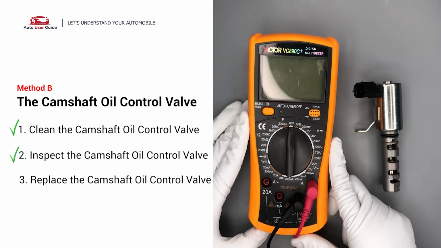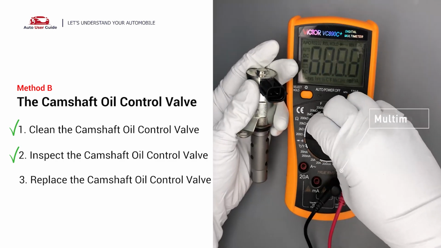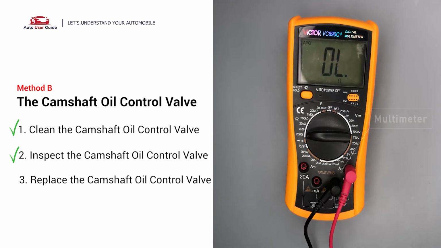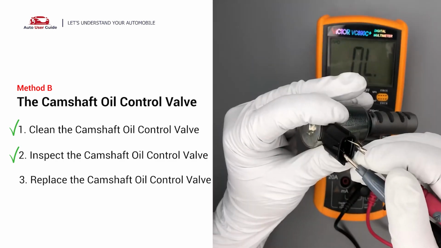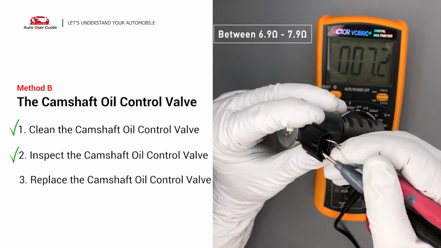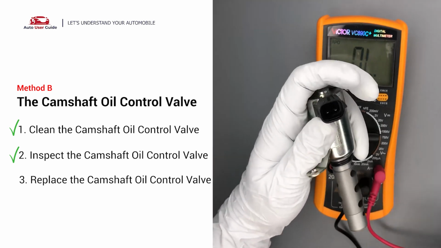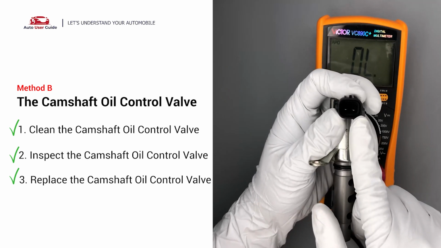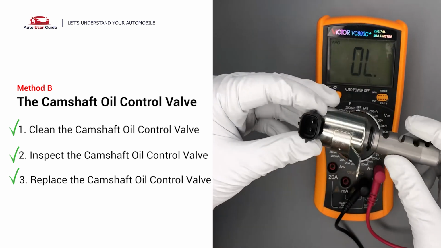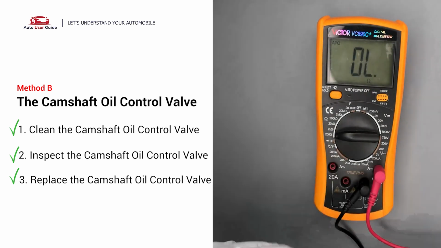After cleaning, use a multimeter to test the camshaft oil control valve. At an ambient temperature of 68 degrees Fahrenheit, the expected resistance should range between 6.9 ohms and 7.9 ohms. If no reading is detected, this indicates that the camshaft oil control valve is defective and needs to be replaced.